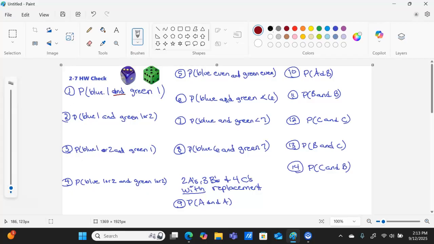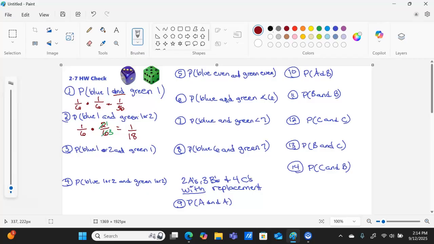The probability of rolling a 1 on a blue die is 1 out of 6. With that "and," I'm going to multiply. The probability of rolling a 1 on the green is also 1 out of 6, so we get 1 out of 36. The probability of rolling a blue 1 is 1 out of 6, and "and" tells me I'm going to multiply. Green, I need a 1 or a 2, so that would be 2 out of 6. Let's reduce our fraction first, and that will give me 1 out of 18.